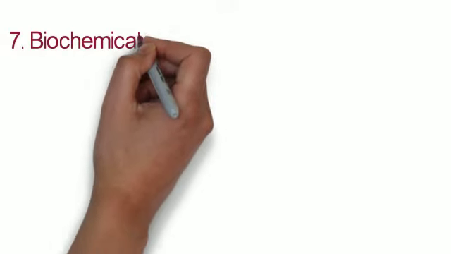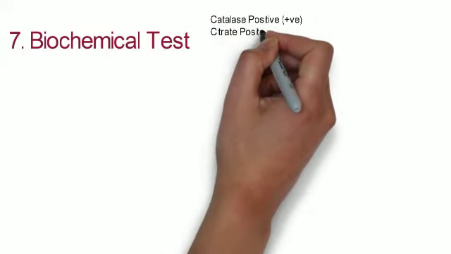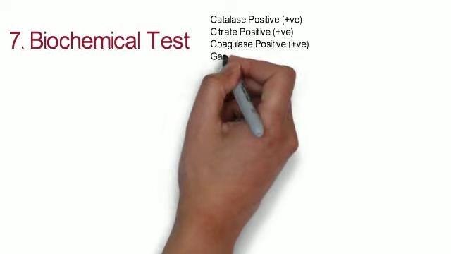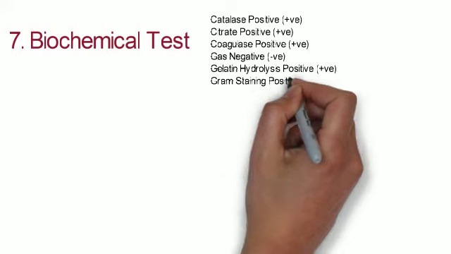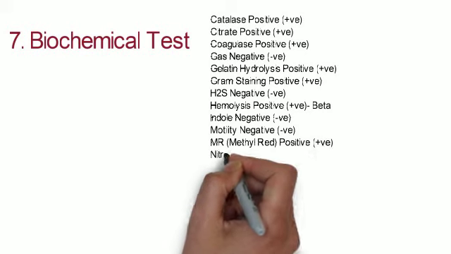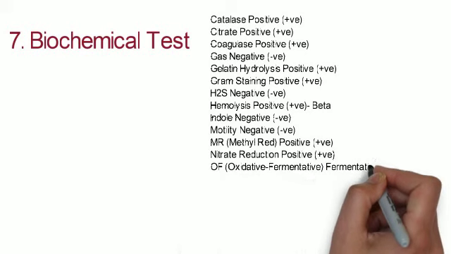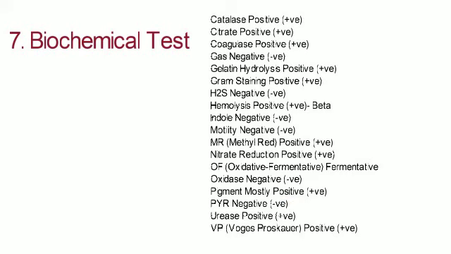Biochemical test. Catalase positive. Citrate positive. Coagulase positive. Gas negative. Gelatin hydrolysis positive. Gram staining positive. H2S negative. Hemolysis positive, beta. Indole negative. MR, methyl red, positive. Nitrate reduction positive. O-F fermentative. Oxidase negative. Urease positive. VP positive. Alkaline phosphatase positive.